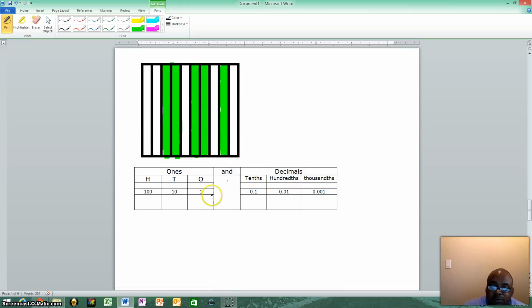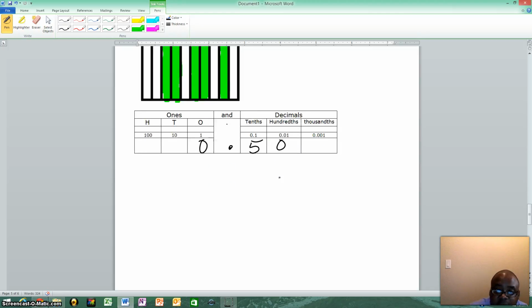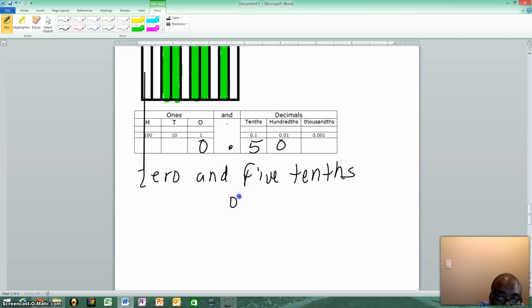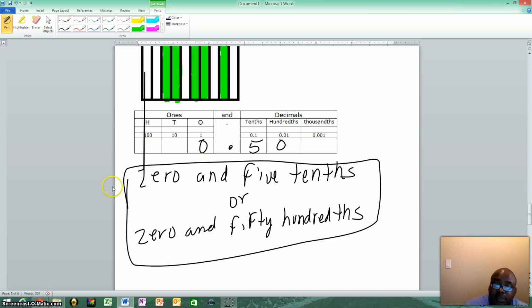So let's look at another one. Looking at our place value chart, we have 1, 2, 3, 4, 5. So 0 and 5 or 50. And it can be written two ways. 0 and 5/10, or 0 and 50/100. Let me box that. So it can be written both ways.